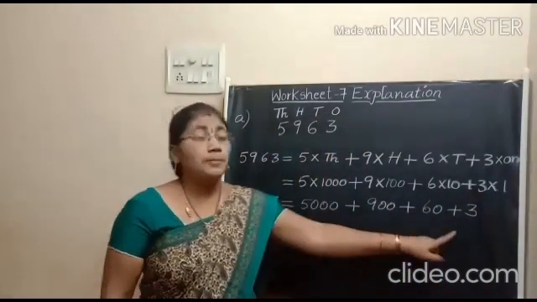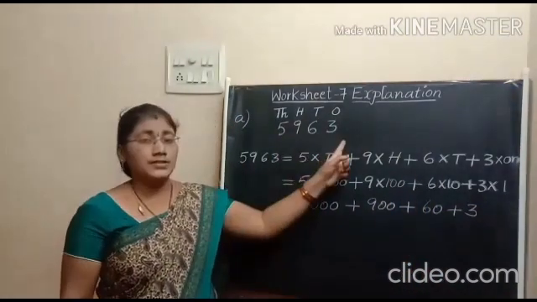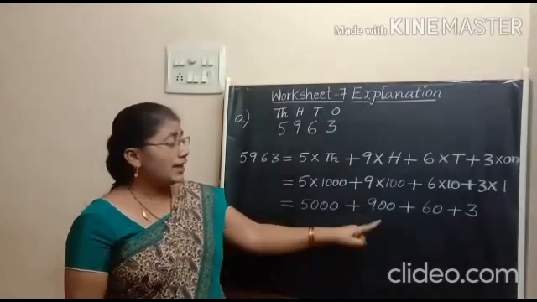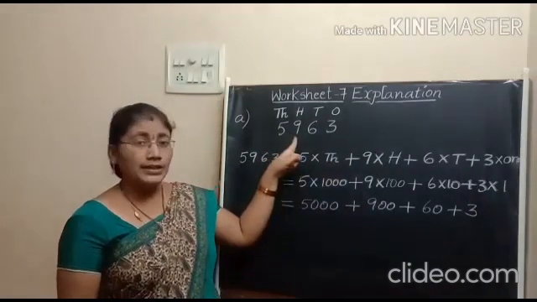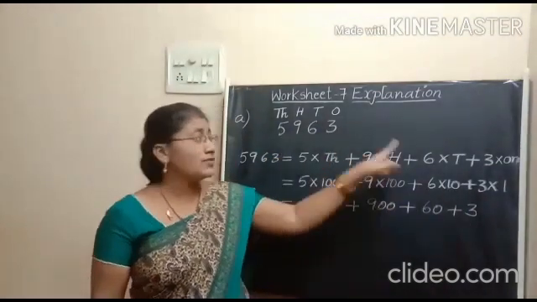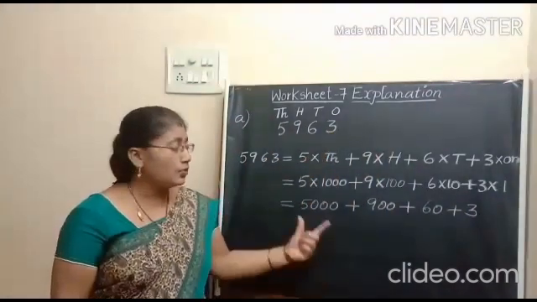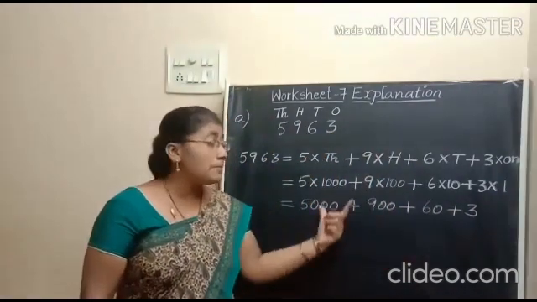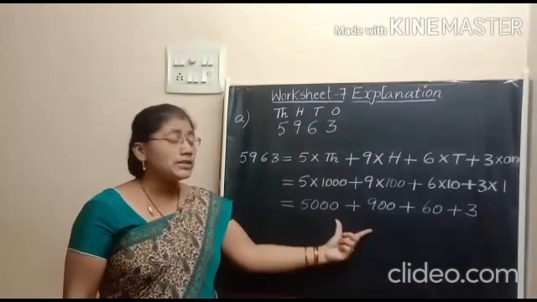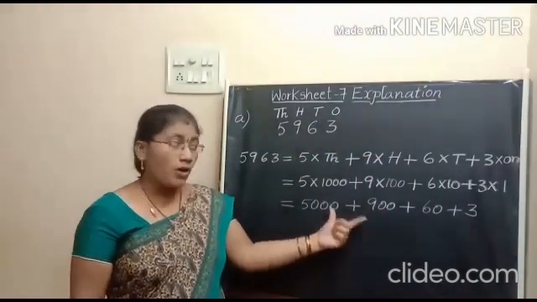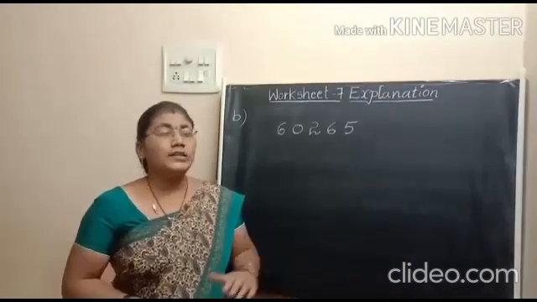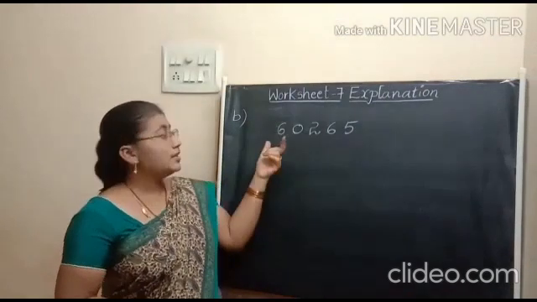These are all place values of these digits. Observe here, 5000 is the place value of 5. 900 is the place value of 9 and 60 is the place value of 6. 3 is the place value of 3. Now, this is in the form of sum of the place values of these digits. So, this is called the expanded form of the given number. Is it clear, children?